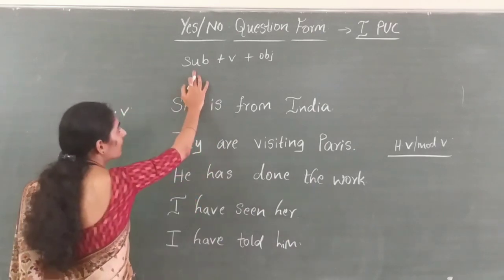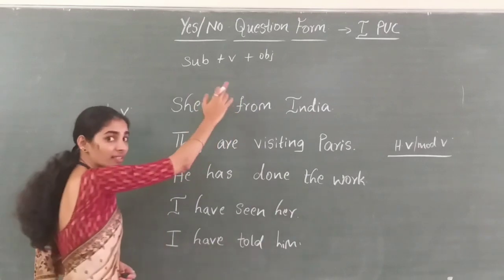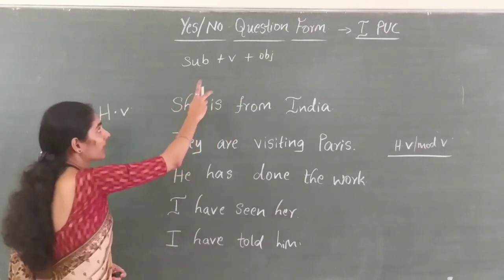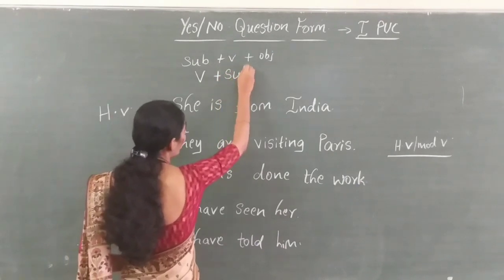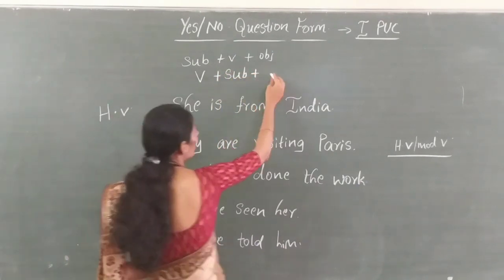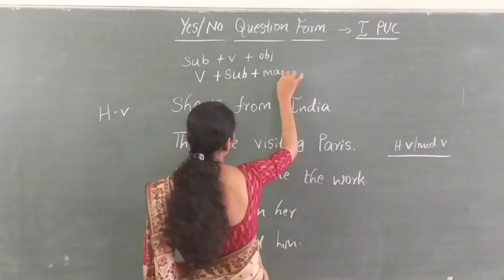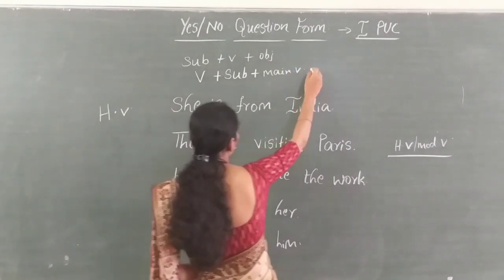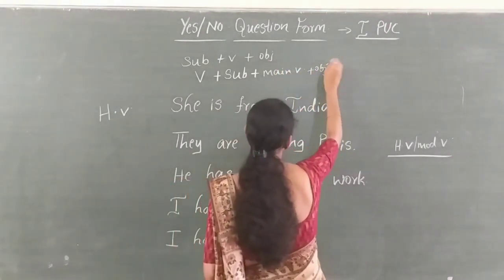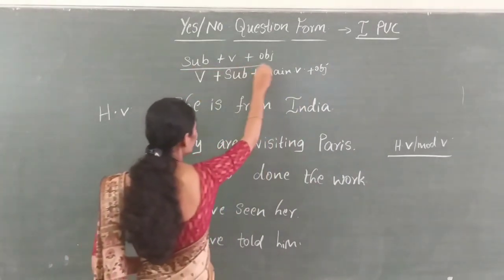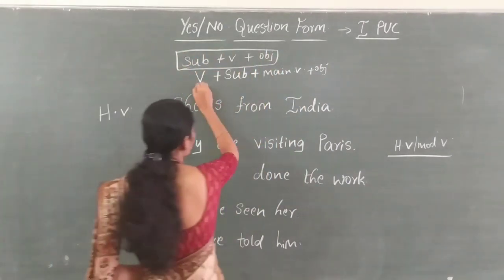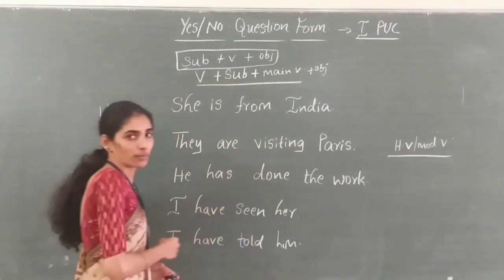Look at it. Subject plus verb, that is a statement. To make it a question, it becomes verb plus subject, and then there will be the main verb and then the object, the rest of the sentence. So this is very simple. So this is the statement. This is the question form.